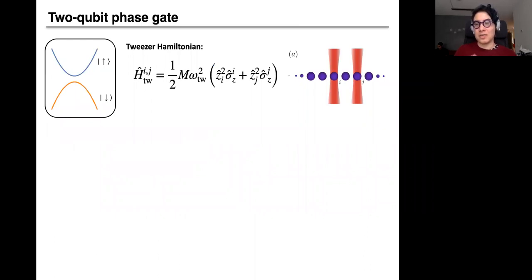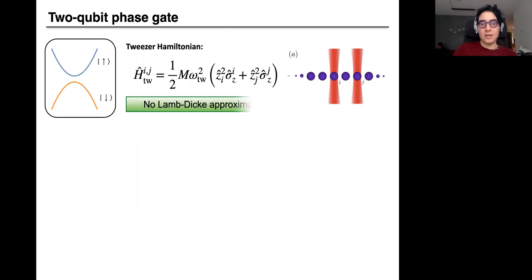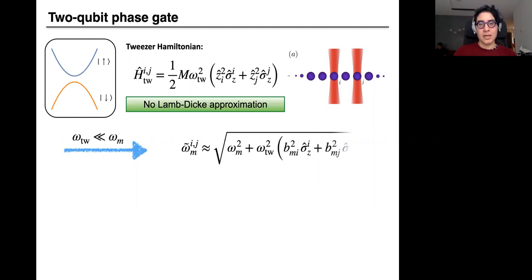So here you see the tweezer Hamiltonian that I will end up with is a harmonic confinement, but now the harmonic confinement depends on the sigma z of the ion, right? Whether the spin is up or down, it changes the potential from a harmonic that is upwards to a harmonic that is downwards, okay? And now I am considering only two ions, so I'm applying tweezers only to ion i and ion j, okay? At this point, I've made no Lamb-Dicke approximation, of course, because this is really the potential that the ion feels. And then we assume we are in a limit where the tweezer potential is very weak compared to the phonon mode frequencies that the crystal has.